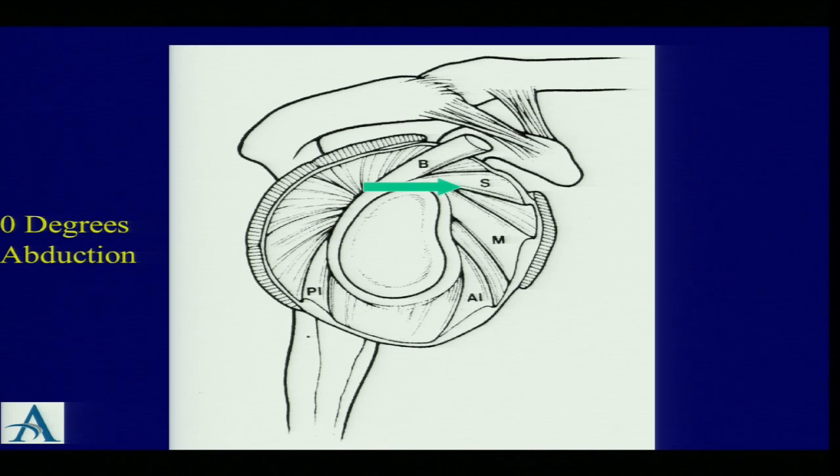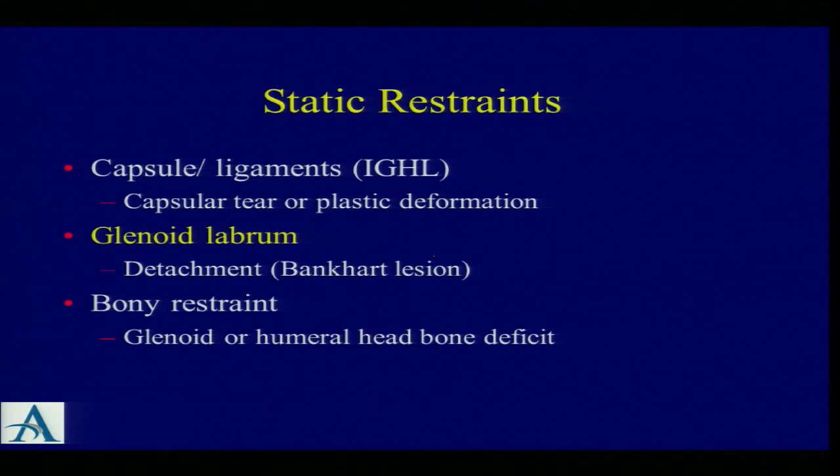The glenohumeral ligaments have different jobs at different degrees of abduction. At 0 degrees of abduction, the superior glenohumeral ligament is the main restraint to anterior stability. At 45 degrees, the middle glenohumeral ligament takes over, and at 90 degrees, the anterior band of the inferior glenohumeral ligament is the main static restraint to anterior translation of the humeral head.